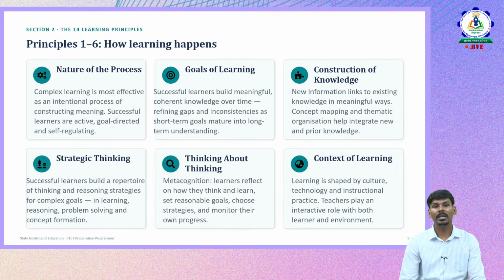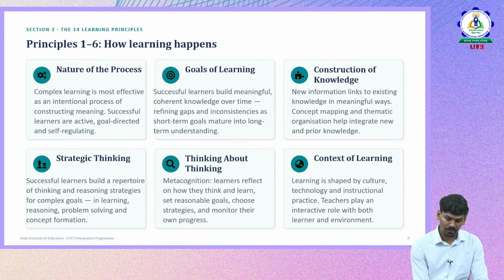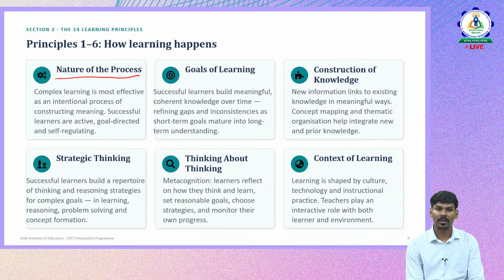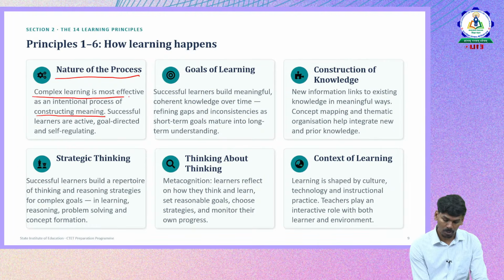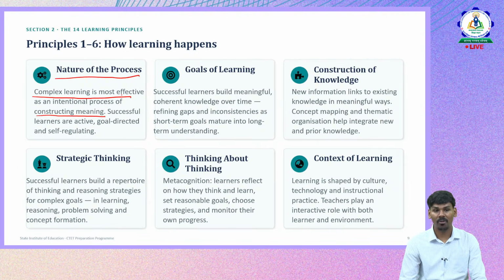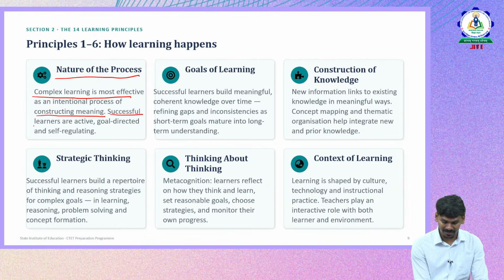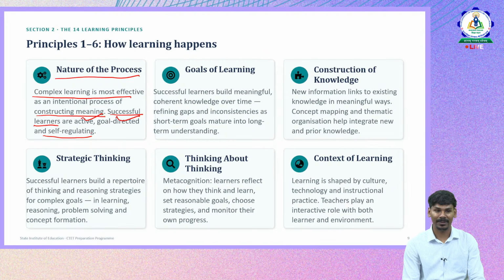Now let us come to learning principles. There are a total of 14 learning principles which discuss how learning happens. The first one is the nature of the process of learning. Complex learning is most effective as an intentional process of constructing meaning. So when complex learning happens, it is most effective as an intentional process of constructing meaning. And the goal is successful learners who are active, goal-directed, and self-regulating.